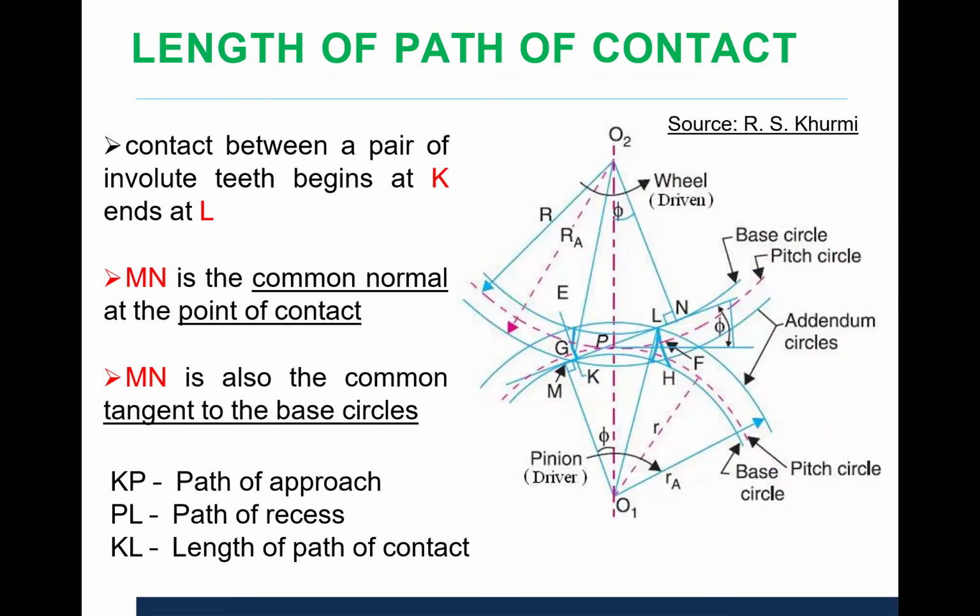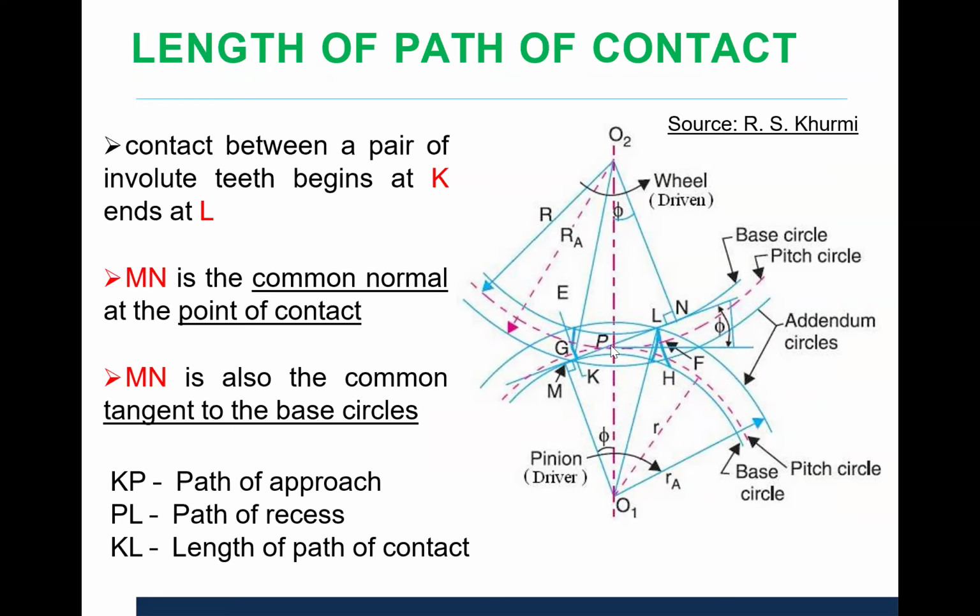So to get that arrangement, contact between a pair of involute gears begins at K and ends at L. This is the simple arrangement we are talking about, where we have the KP and PL distances. MN is the common normal line which we are drawing, passing through the point of contact P. This is also tangent to the base circle, and we are discussing how to find out the approach and recess.